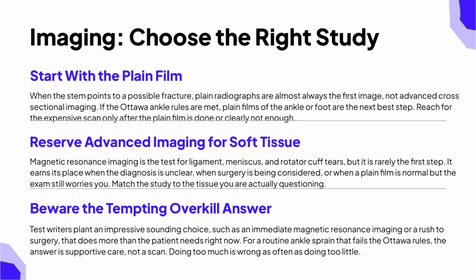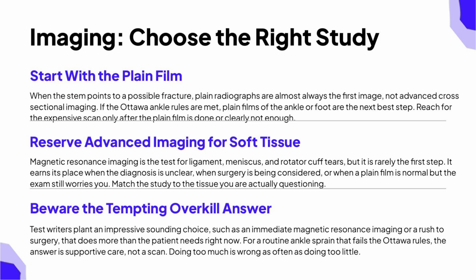Strategy 3 is choosing the right imaging study, which sports injury questions test constantly. First, start with the plain film. When the stem points to a possible fracture, plain radiographs are almost always the first image. If the Ottawa Ankle Rules are met, plain films of the ankle or foot are the next best step, not advanced cross-sectional imaging. Second, reserve advanced imaging for soft tissue.